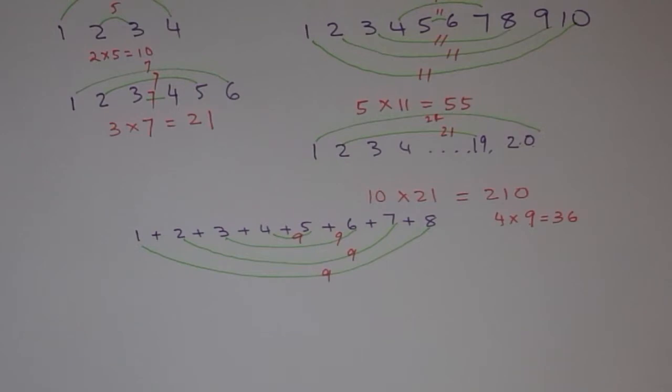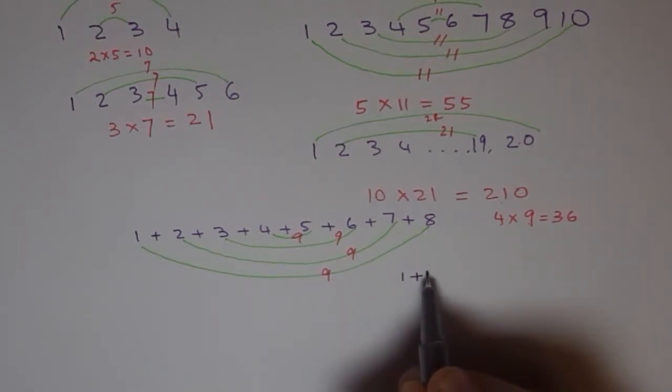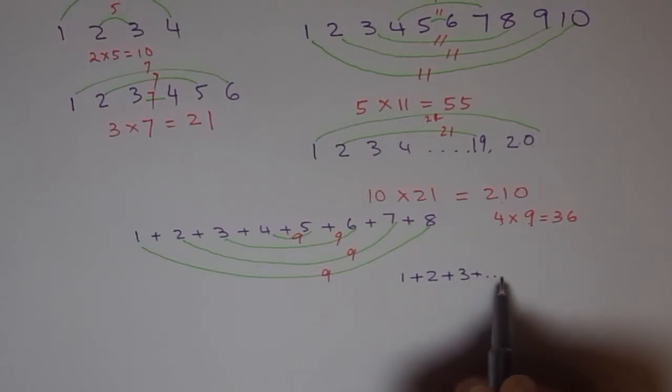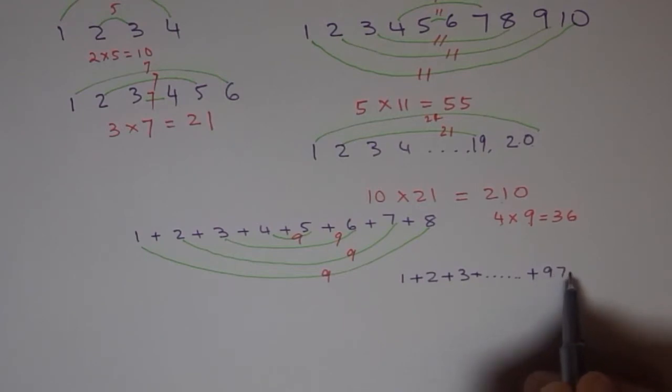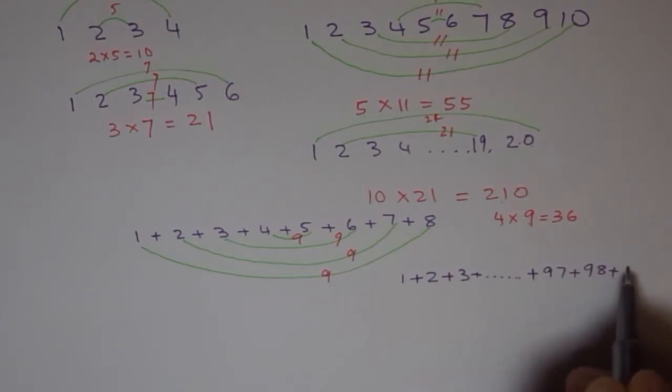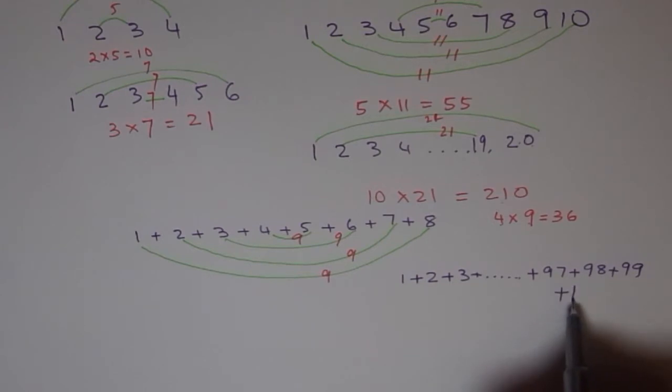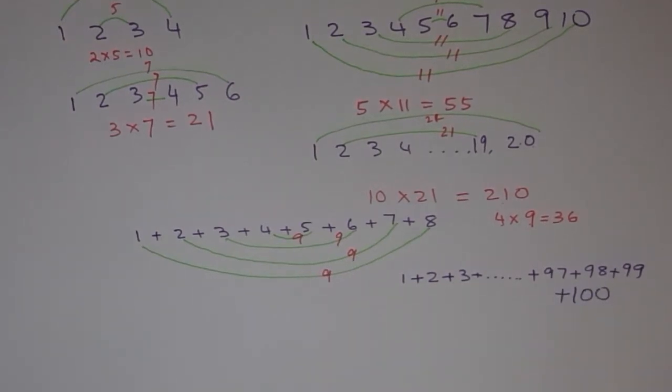Correct? Now, as an exercise, can you tell me the sum of first 100 numbers? 100 numbers means 1 plus 2 plus 3 plus 4 plus 5 plus 6 plus till 100. Do you understand what I'm trying to say? I'm trying to say add these numbers. 1 plus 2 plus 3 plus on and on till 97 plus 98 plus 99 plus 100. Can you do that?